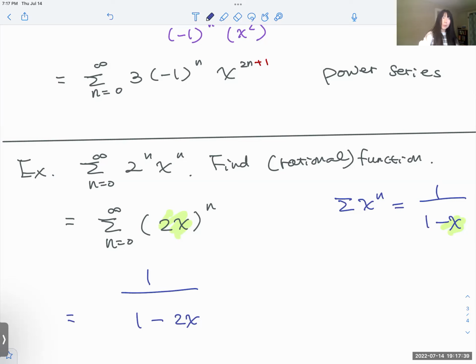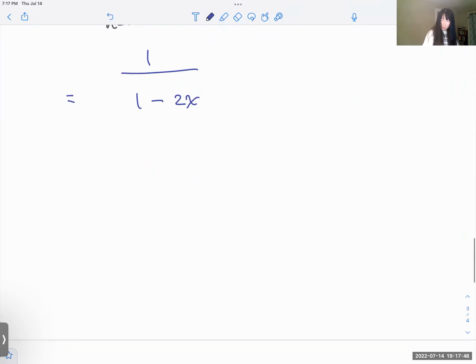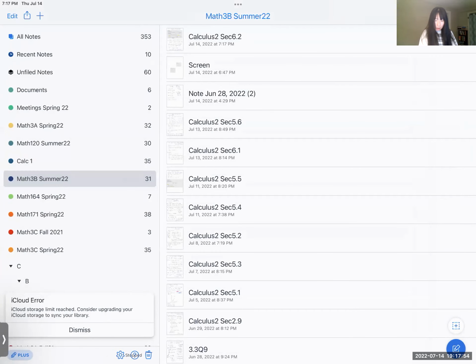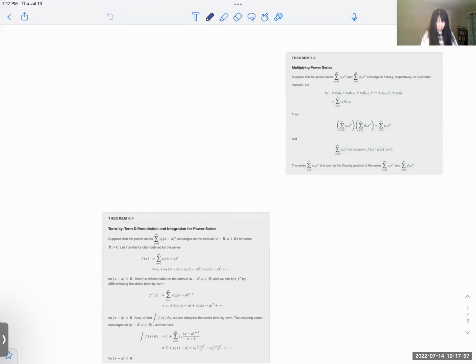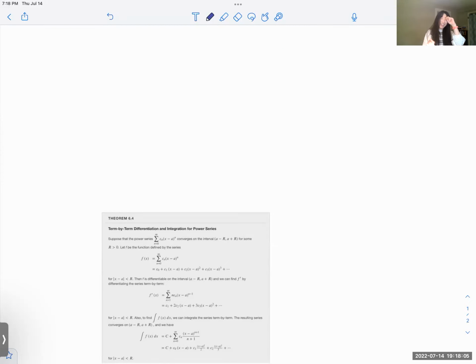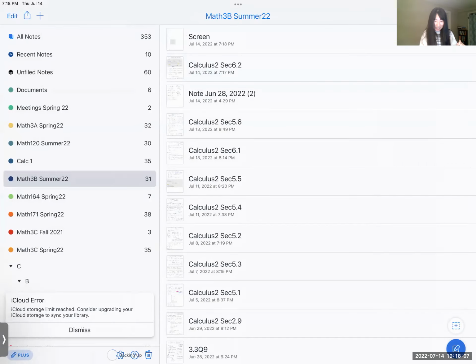All right, so multiplication of power series. Let me bring the screenshot here. I think I should bring it here. Multiplication. Ooh, almost hit the delete. God. Rushing.